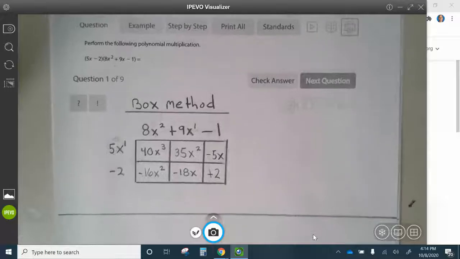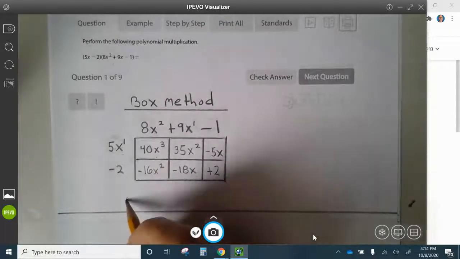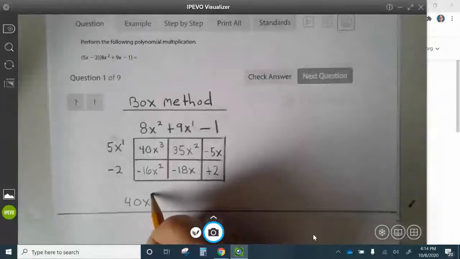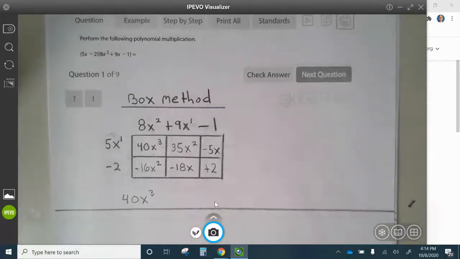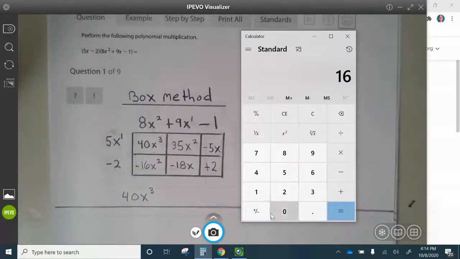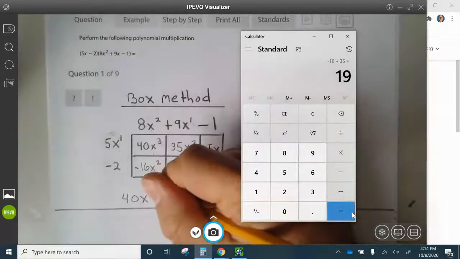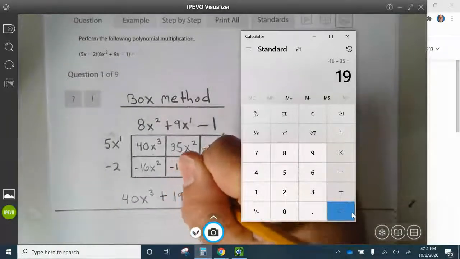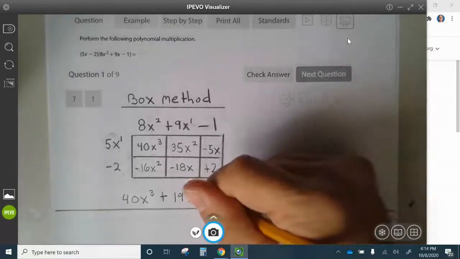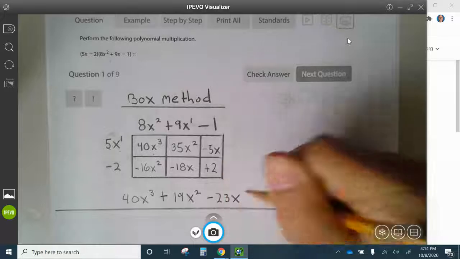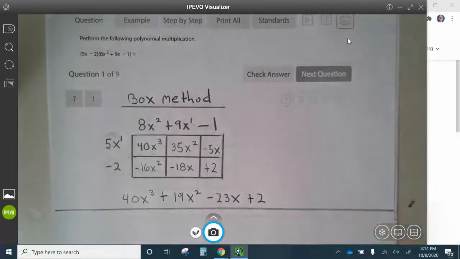Okay? So now we combine terms. There's nothing to combine with that, so that's 40x cubed. When you combine negative 16x squared and 35x squared, let me just use the calculator to make sure I get the number right. Negative 16 plus 35 is 19, so that's plus 19x squared. Okay, and then negative 18x and negative 5x is minus 23x plus 2. Go ahead and finish up number 1.